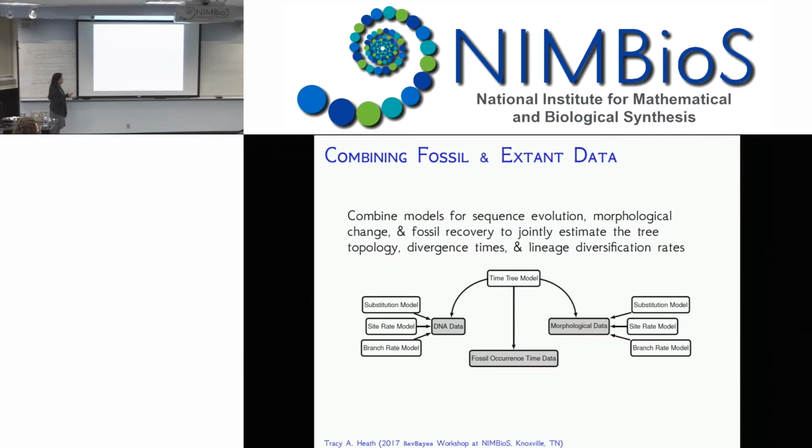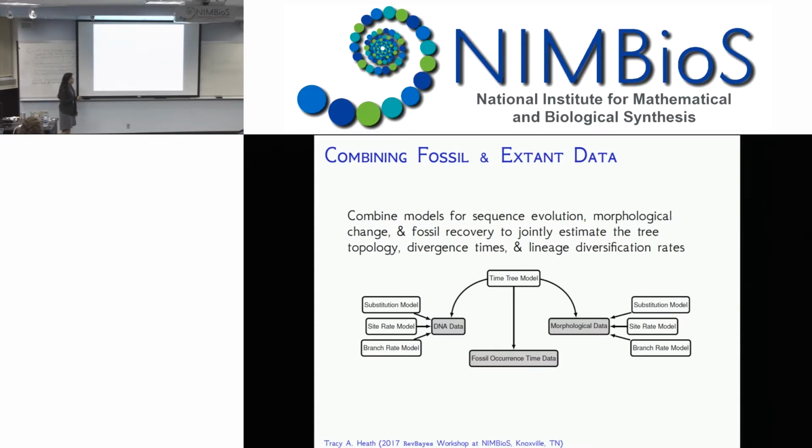And you could imagine just plugging into one of these a GTR model or a Jukes-Cantor model here, or this is among site rate variation, so your gamma distributed rate heterogeneity and or your proportion of invariant sites. And then here we have our branch rate model, and that's what you did before this morning, where this is your relaxed clock model. So you can imagine that you have all these sources of data, and we can link them through one underlying time-calibrated species tree.